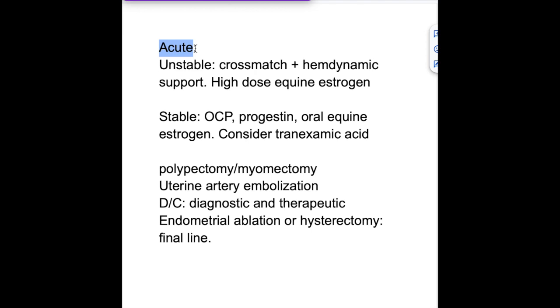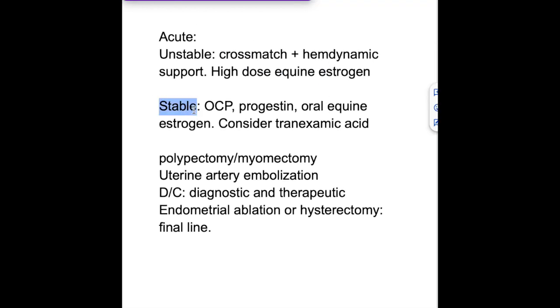Now, moving on to the treatments that we have for abnormal uterine bleeding. In the case of acute bleeding, if the patient is unstable, obviously we would immediately go and try to replace the missing blood volume. So first we would do a cross-matching and we do hemodynamic support. Also, a very important treatment that we would give initially is high-dose IV conjugated equine estrogen. Now, in the case of stable patients, to decrease their bleeding, we would put them on OCPs, progestin, which is a progesterone analog. We would give oral equine estrogen. Here we actually give IV equine estrogen, and we would consider tranexamic acid. Actually, this applies for both cases.